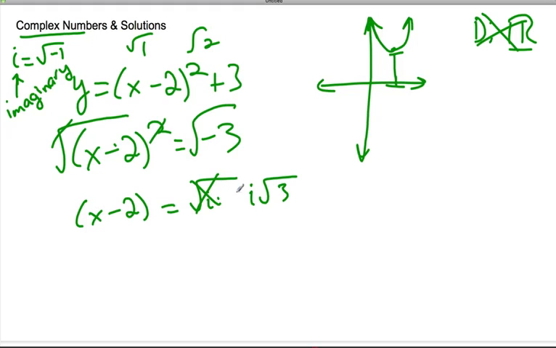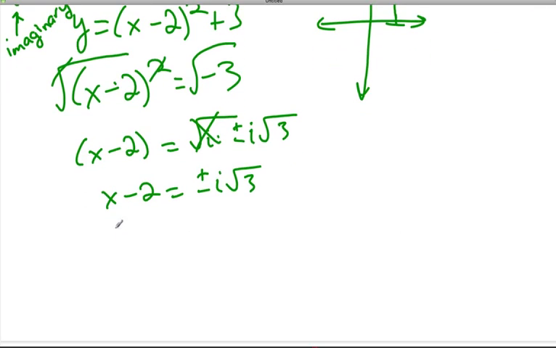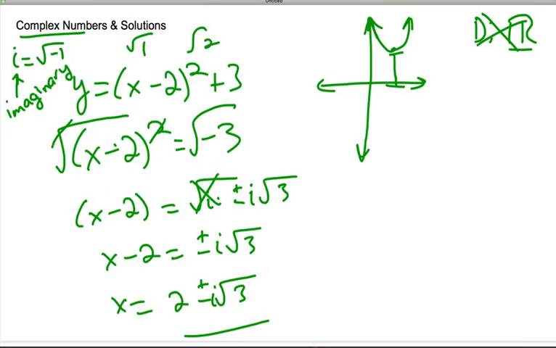So then x minus 2 equals plus or minus i times the square root of 3. And then we add 2 to both sides, so it becomes x equals 2 plus or minus i times the square root of 3. And that is our solution. We have complex numbers, and we've used them to simplify our equation.